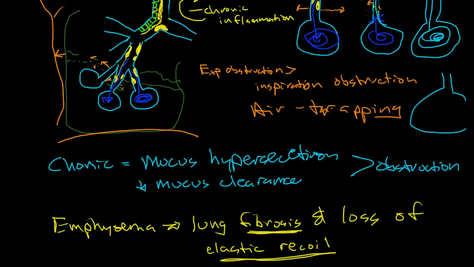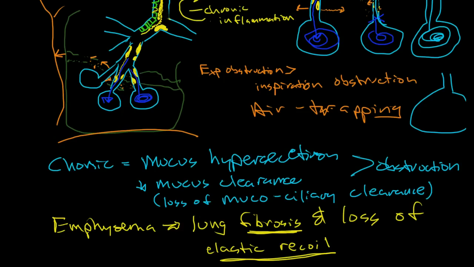Okay, so here I just want to say the technical term for chronic bronchitis is loss of mucociliary clearance. So that's the technical term, mucociliary clearance. Okay, so that's the pathophysiology of these two diseases in a nutshell.